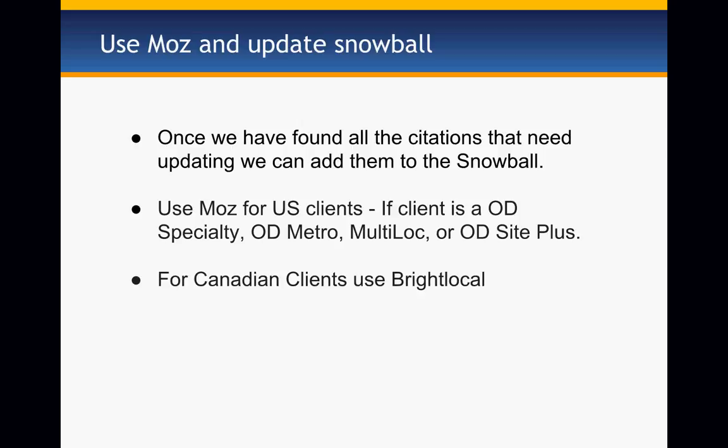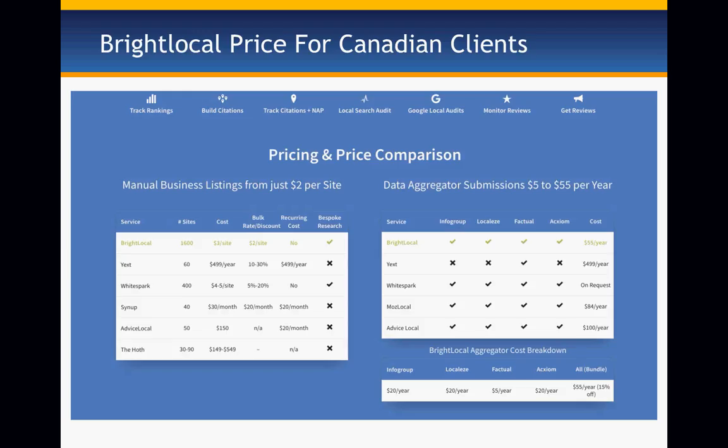Now, what we said before, that we use Moz for US clients, if they're an OD specialty, Metro, Multilock, or OD Site Plus, if we still have that, I'm not sure. But we would use Moz, and obviously the client can pay for it themselves if they want, unless it's one of our discretionary clients. And obviously, we know nowadays that we use Bright Local for Canadian clients. And this is the Bright Local price list.